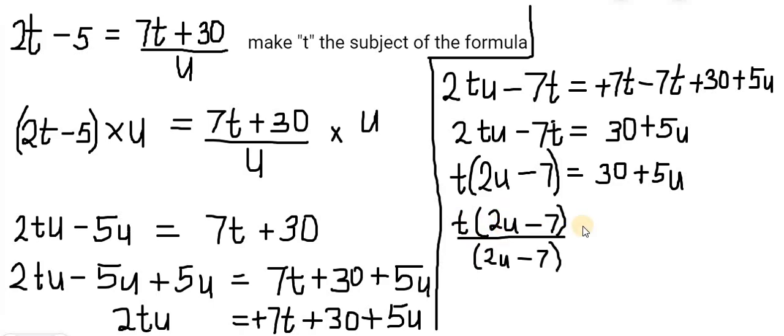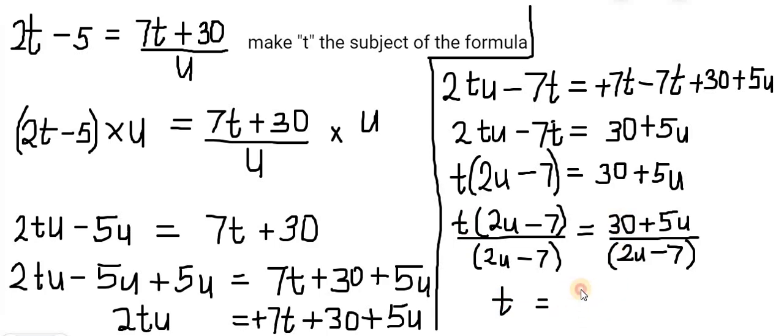And because I have done that to the left, I've got to do that to the right. And finally, on the left, 2u minus 7 at the top and 2u minus 7 at the bottom get rid of each other. And so we just have t. And on the right, we just have 30 plus 5u at the top. And you can drop the bracket if you like, or you can leave it in. And at the bottom, you just have 2u minus 7. In my case, I dropped the bracket. So t is the subject of the formula.